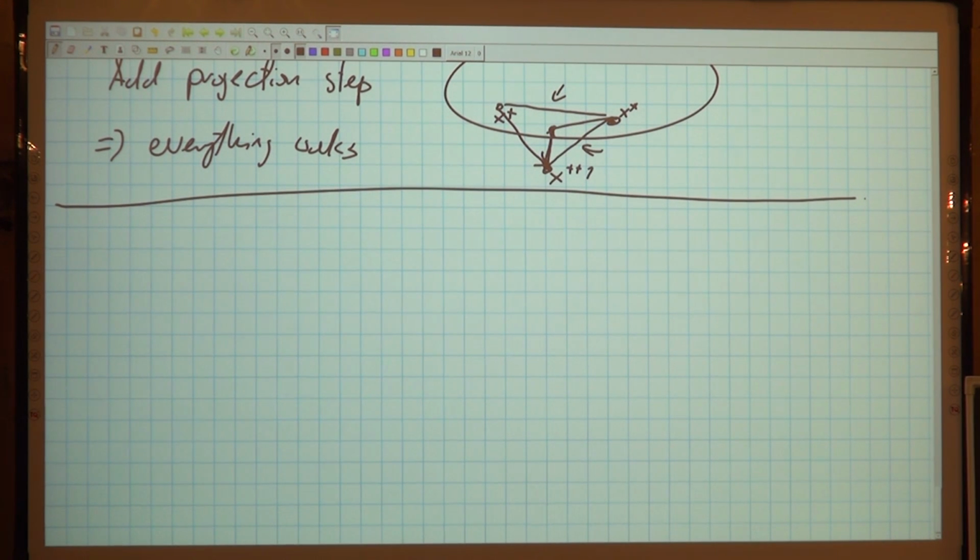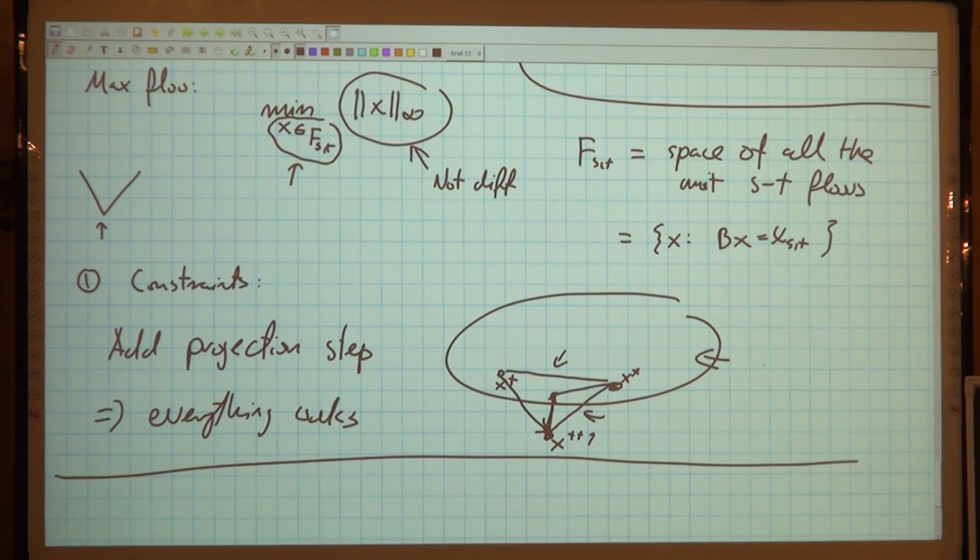Is it happening because the feasible space is an affine space? Well, no. It works for any convex subspace. So as long as this is convex, which affine is just one of the examples, then this will work.